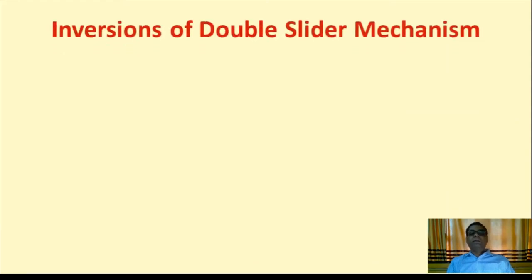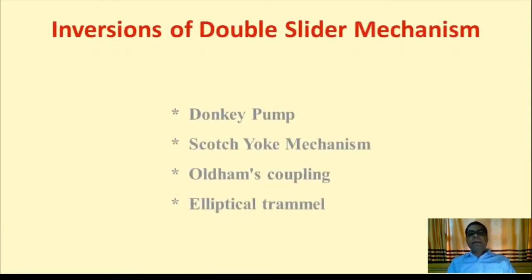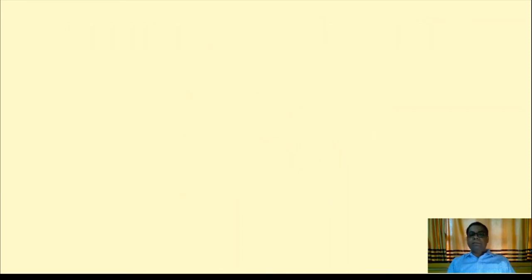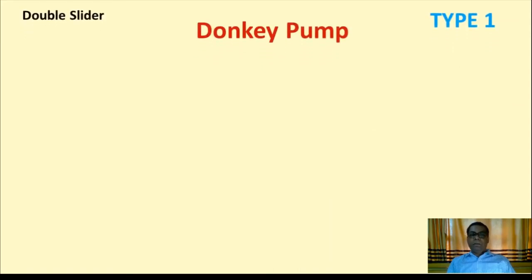Now the inversions. If you are going to discuss the double slider mechanism, there are many, but today we are going to discuss only the first 4 types, that is Donkey pump, Scotch-Yoke, Oldham's coupling, and elliptical trammel. So first the Donkey pump, that is type 1 of the double slider mechanism.